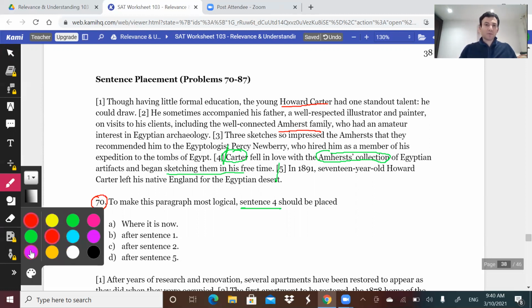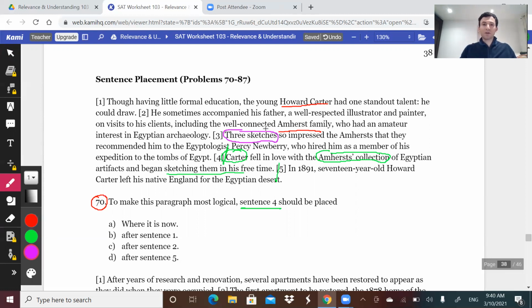So right here, as I'm reading this paragraph, this is where I pause. Three sketches? Three sketches of what? When did we start to talk about sketches? Howard visits the Amherst family, who has an Egyptian archaeology collection, and then three sketches impress the Amherst that they recommend him. Well, who's him at this point? Maybe Carter? To Percy Newberry, who hired him as a member of his expedition to the tombs of Egypt. So the question I ask is, well, what are these three sketches we're talking about?